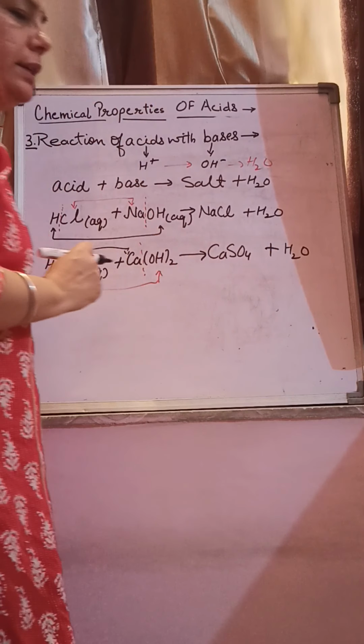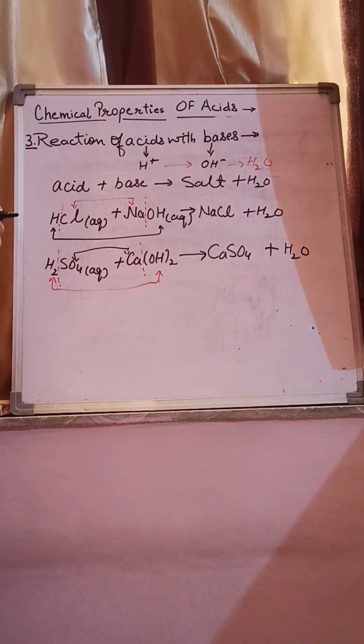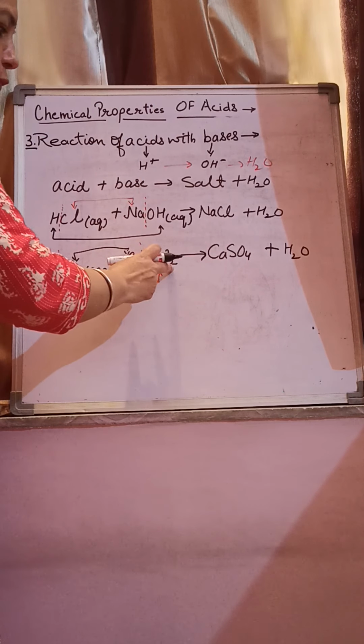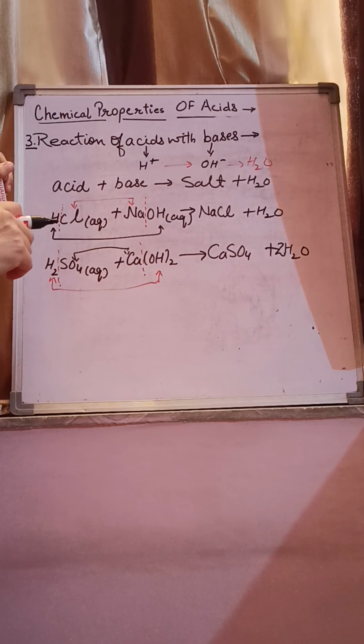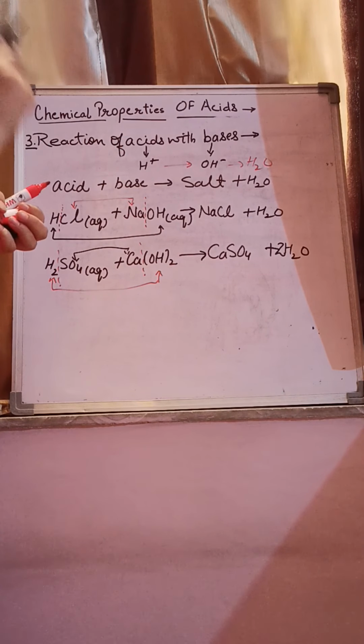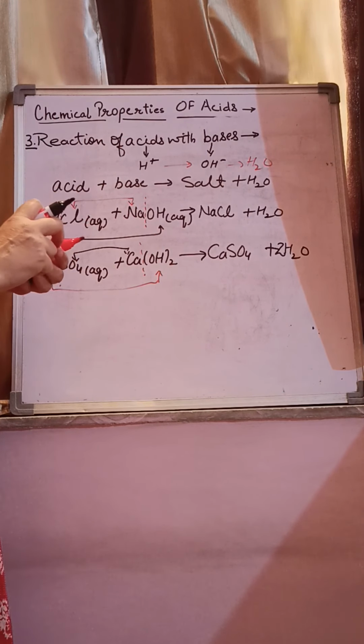The name of the salt is calcium sulfate, and water will be released. Now I have to balance this reaction. There are 2 and 2, 4 hydrogens here, so I have to write 2H2O here. But there is one important point regarding this reaction.